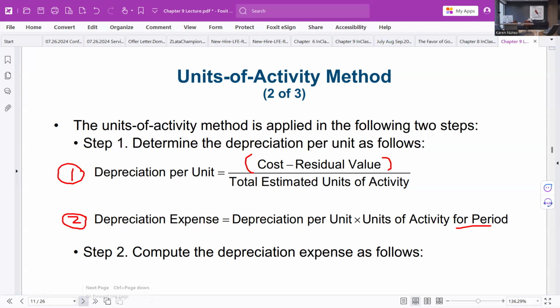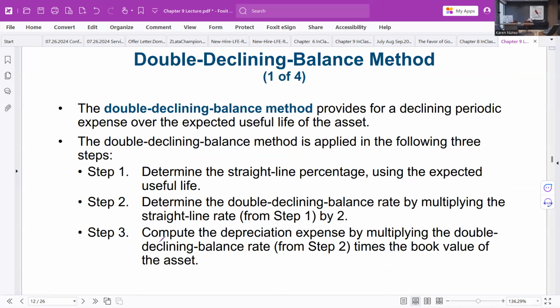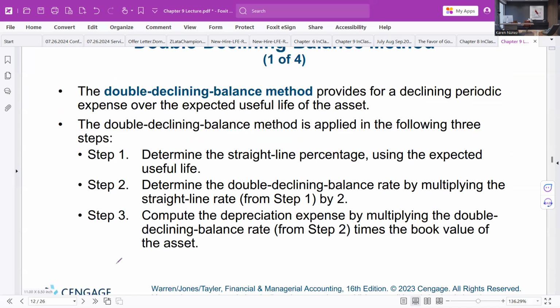Let's look at an example here. Well, I'm sorry, I thought I had an example, but I don't. That's a little bit later. We'll see that a little bit later.